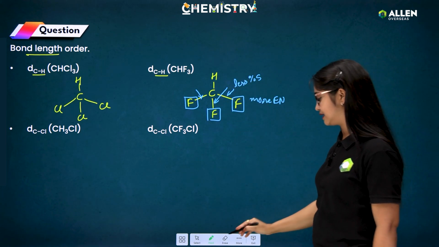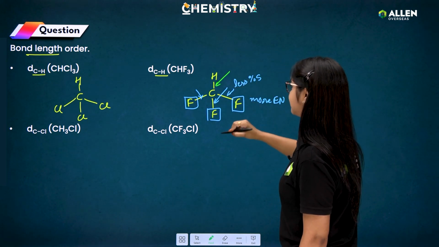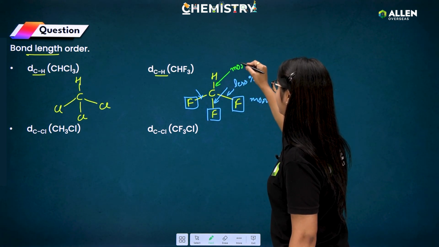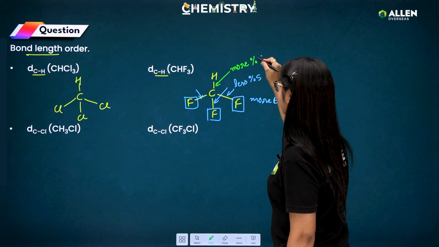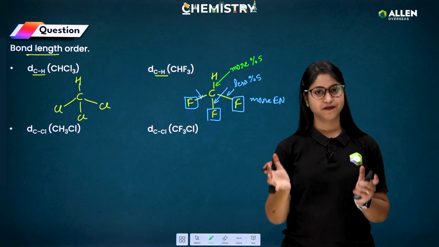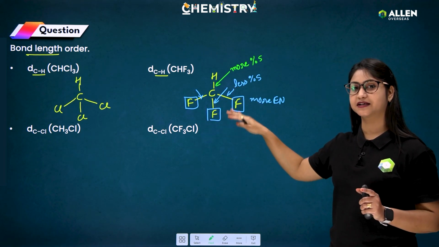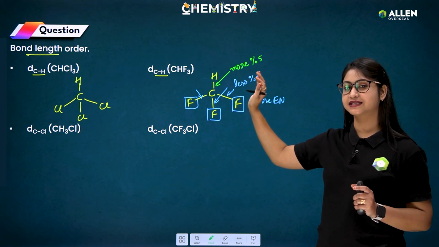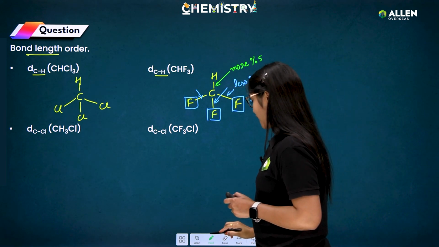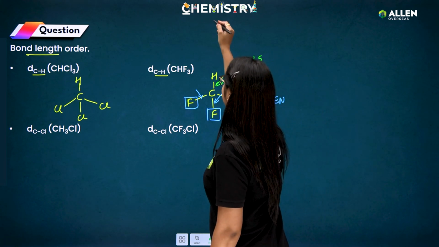So if these 3 hybrid orbitals are having less percent s character, then the other hybrid orbital that is present here in this CH bond, that is making the CH bond, this hybrid orbital will be having comparatively more percent s character, because the total s character is fixed for the whole molecule. So if these 3 are having less percent s character, the opposite will consequently have more percent s character, right?